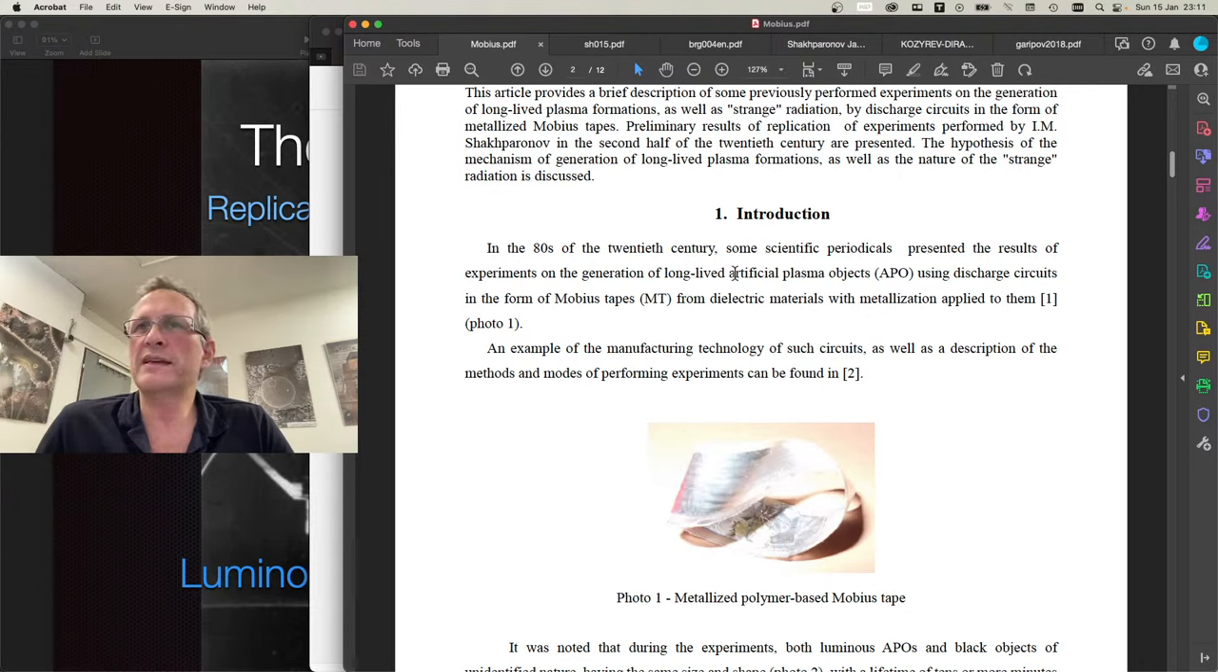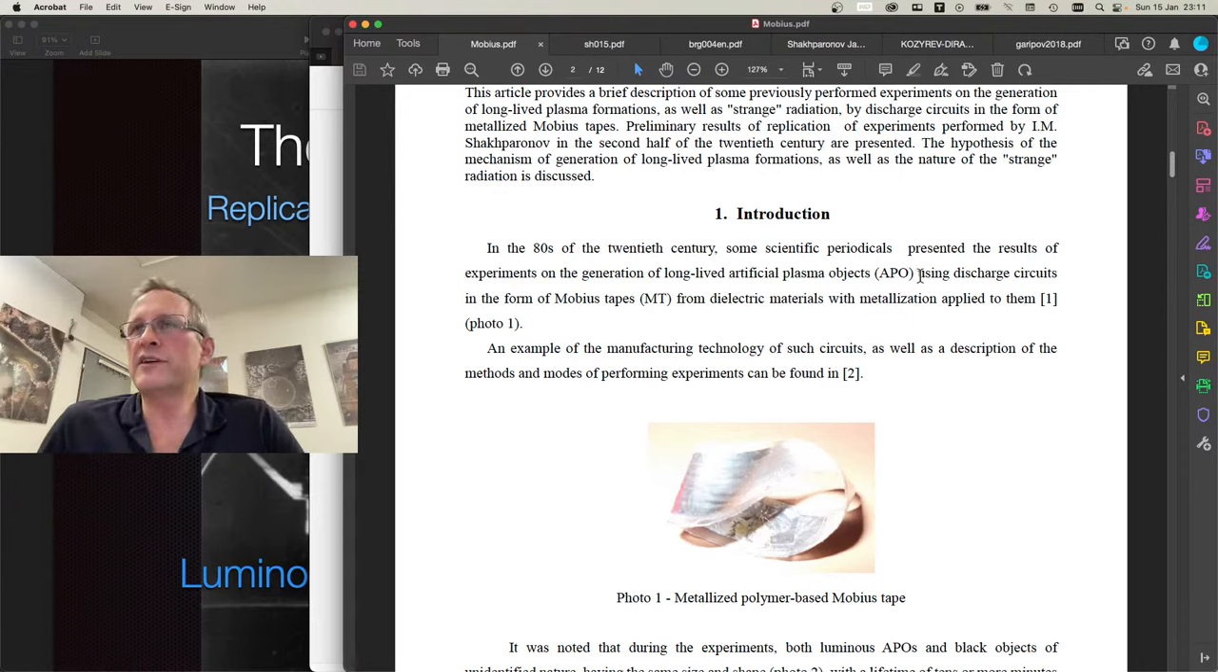Now, the APO in Shakhparonov's work, which we'll have a look at in a sec, is referred to as plasmoid objects. But he did state that the jury was out as to whether they were actually a plasma. There was definitely an artificial, and it was definitely an object. The P is still in debate, okay? Which is why I think it's quite appropriate that Ken came up with the name exotic vacuum objects.